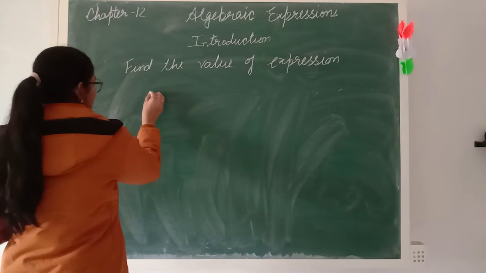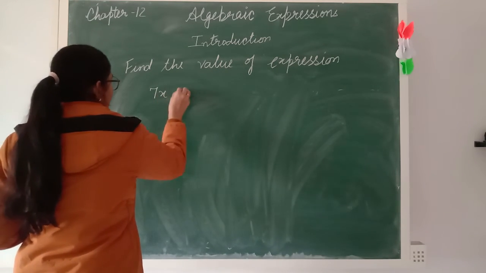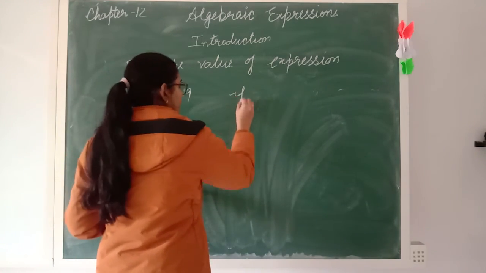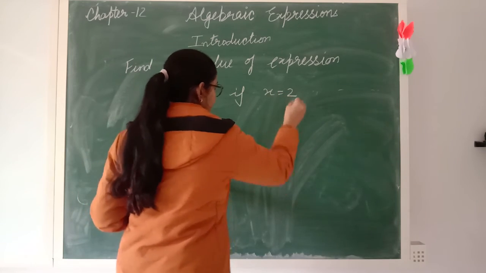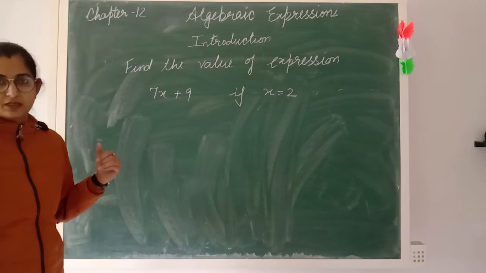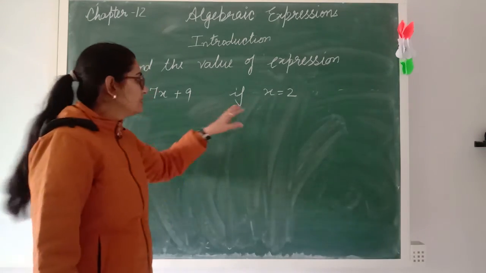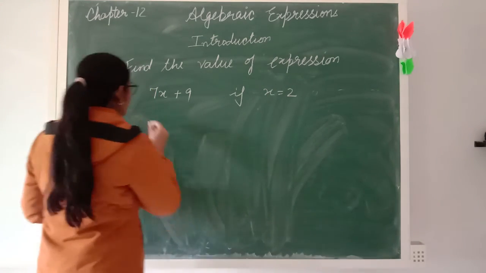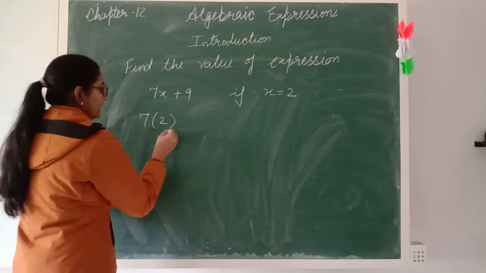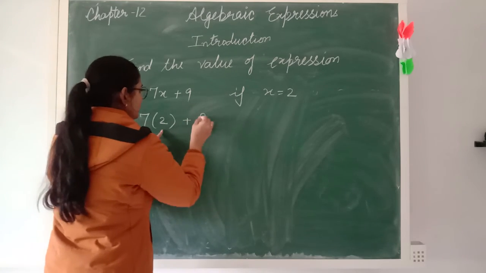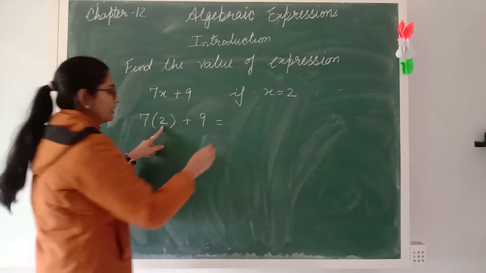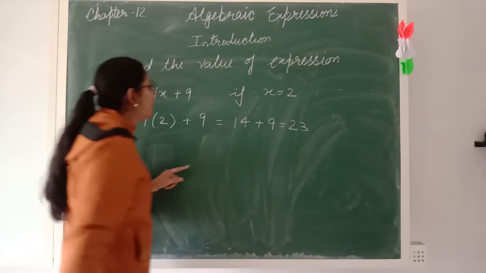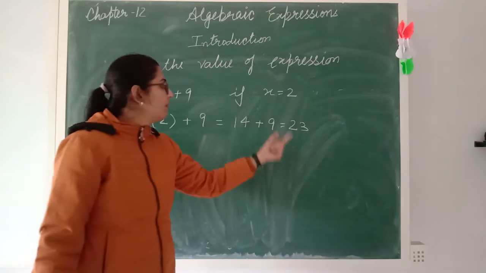Like if we have an expression 7x plus 9, and it is given that x is equal to 2, then what will be the value of this expression? We just replace this x by 2. So 7 times 2 plus 9. Now solve: 7 times 2 is 14. 14 plus 9 is 23. So the value of this expression is 23 when x is equal to 2.